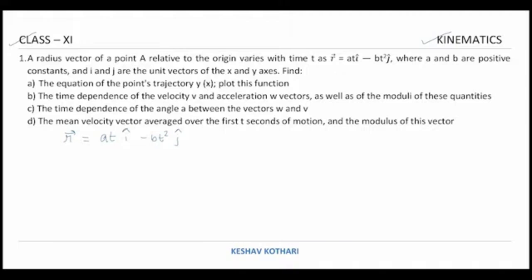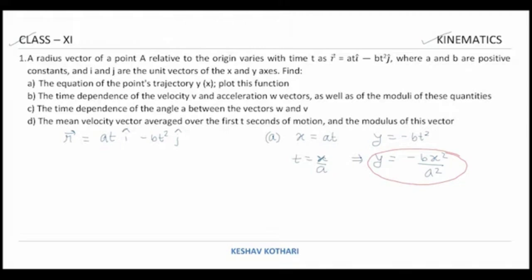If I begin with the first problem, x is equal to at and y is equal to minus bt². From here I can write t equals x by a, and if we put t equals x by a in this equation, we obtain minus bx² upon a². So the equation of the trajectory, which is independent of time, is y equals minus bx² by a².